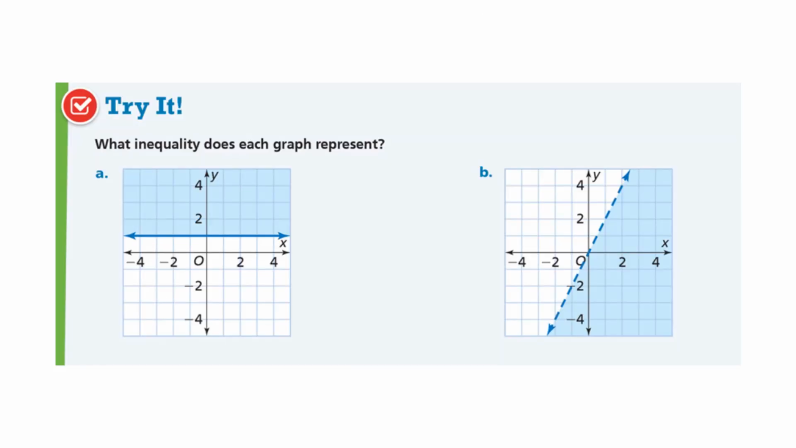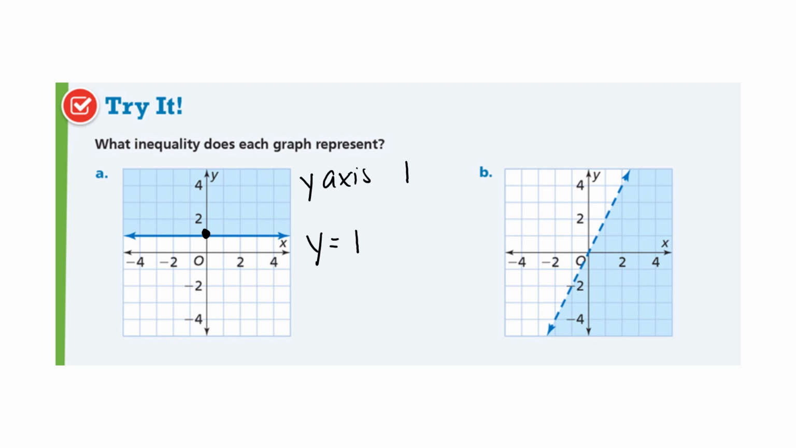For our tried examples in letter A, we can see that that is a straight horizontal line starting on the y-axis at positive 1. So we would write our equation as y equals 1. There's no other values because the line is not going up or down. It's just a straight across line, so there's no other numbers in our problem.